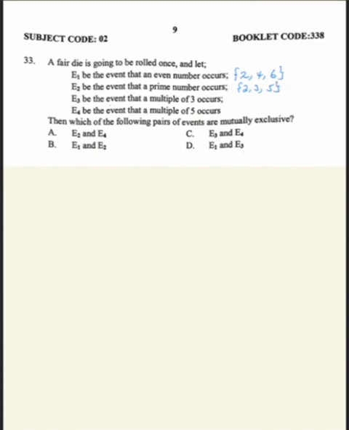E2 represent የሚያደርጉ። E3 be the event that a multiple of 3 occurs። A multiple of 3 ምንላቸው 3 እና 6 ብቻ ናቸው from 1 up to 6። E4 be the event that a multiple of 5 occurs፤ 1 up to 6 ያለን multiple of 5 ብቻ ነው። Okay, these are the 4 different events.